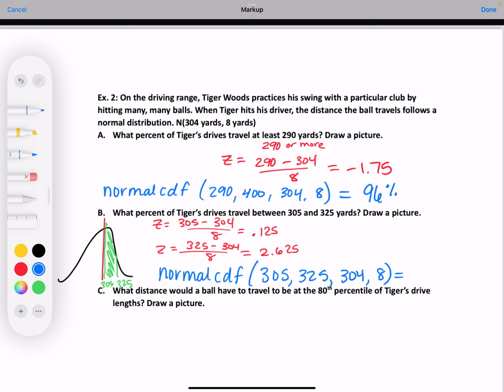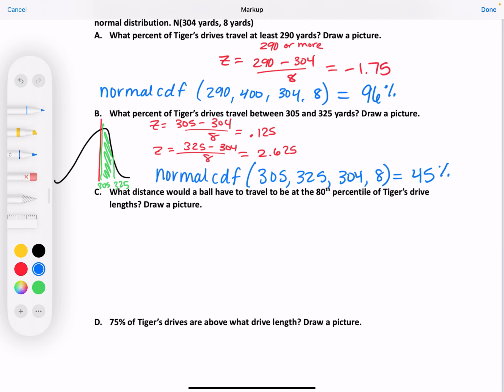Do we get a percent? 44.5. 45%. Okay, on those ones.